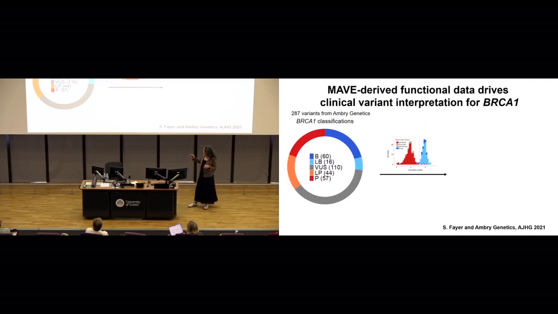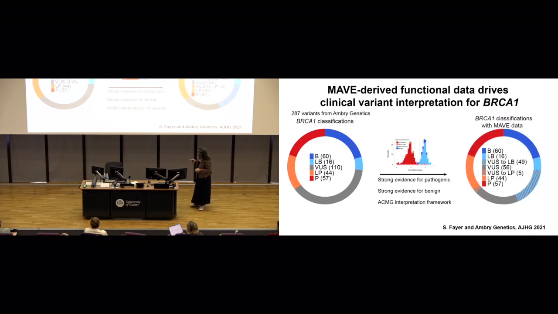We applied the functional evidence as strong evidence toward pathogenicity if there was a loss of function variant, strong evidence for benign if it was a functionally normal variant, and we just used the American College of Medical Genetics interpretation framework. I won't get into it, but we were able to reduce the number of variants of uncertain significance by 50%, which was pretty awesome. Most of them went to benign, which is what you expect, but a few went to likely pathogenic, which means that these people are now eligible for risk-reducing surgery, right?